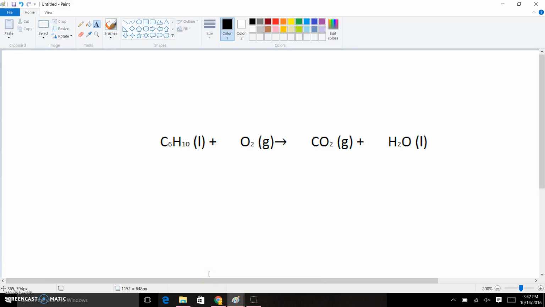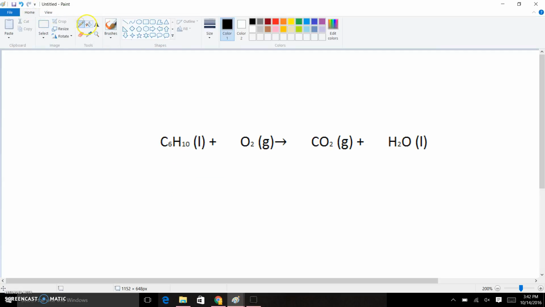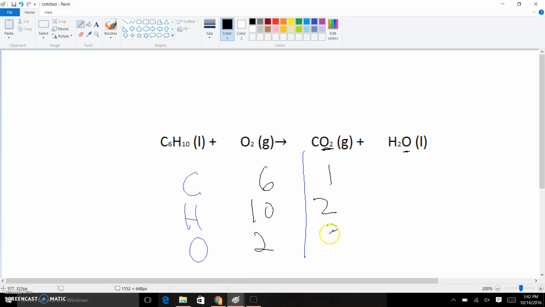Another one we got to balance that gets a little bit trickier is this reaction. I'm going to do an atom inventory to see what I've got. I've got C's, H's, and O's. I'll start counting how many I have of each. For C's, I've got 6 C's on the left and only 1 C on the right. H's, I have 10 H's on the left and 2 H's on the right. And for O's on the left, I've got 2, and for O's on the right, I've got 2 here, and 1 here makes 3.